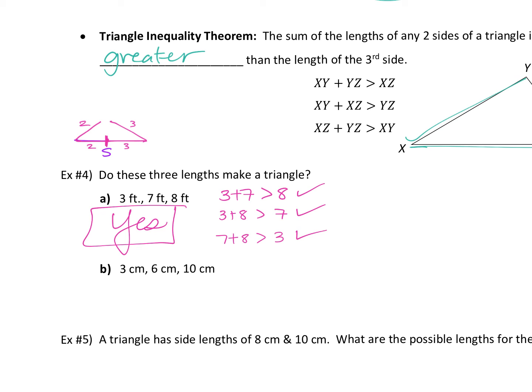So look at letter B. Is that going to make a triangle? No, because right off the bat, 3 plus 6 is not greater than 10. So this would be no. You don't have to check all three of them. If you find one that doesn't work, that's proof enough that it's not going to make a triangle. Okay? So add them together, see if it makes 3 true statements, and then you're good.